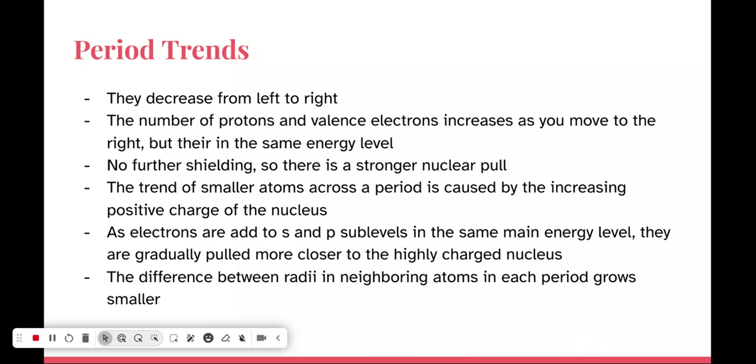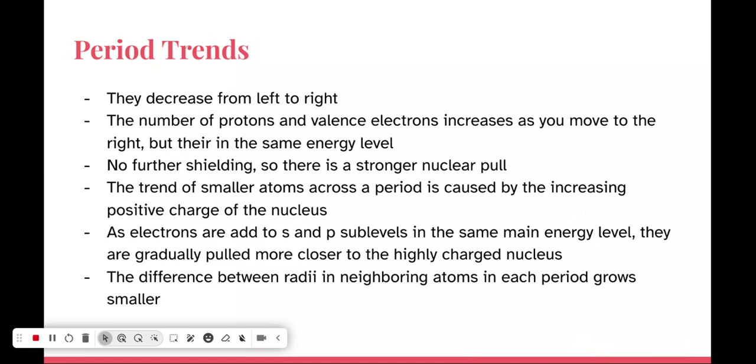Okay, so now we're going to be talking about period trends. Period trends are from left to right, or horizontal, on the periodic table, and the atomic radius decreases from the left to the right. The number of protons and valence electrons increases as you move to the right, but they are still in the same energy level. No further shielding, so there is a strong nuclear pull.